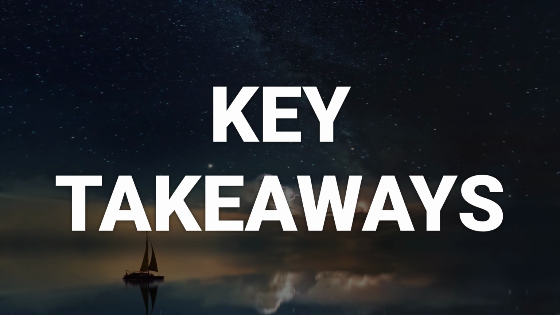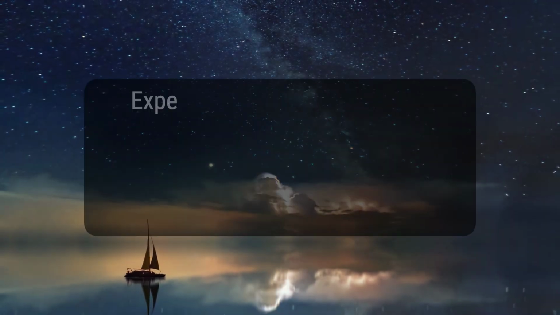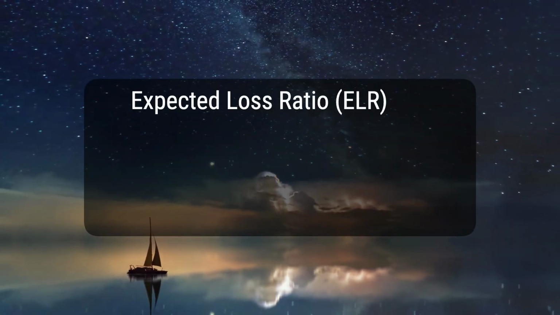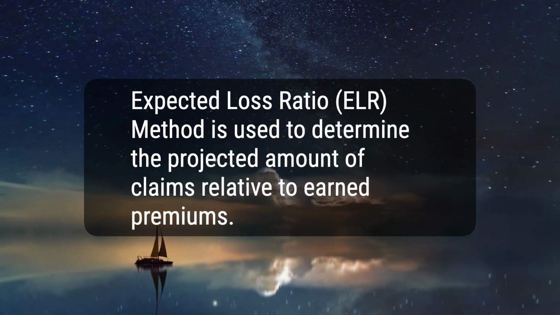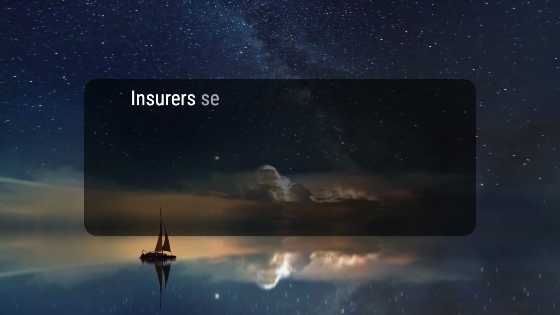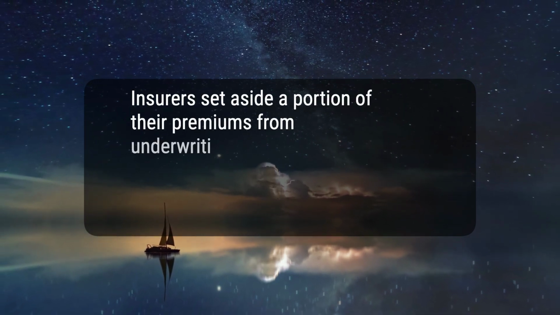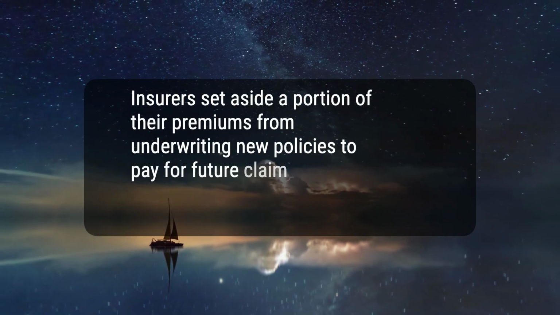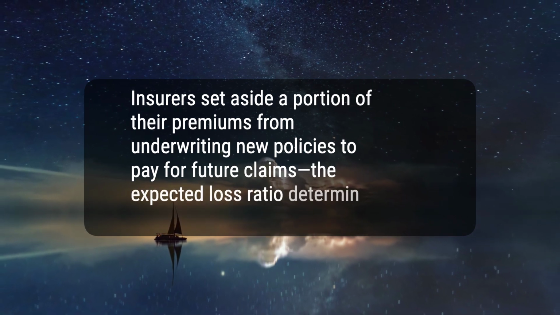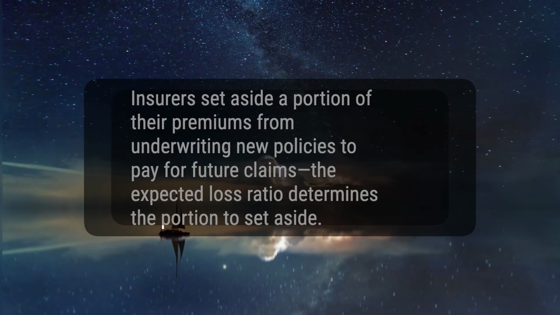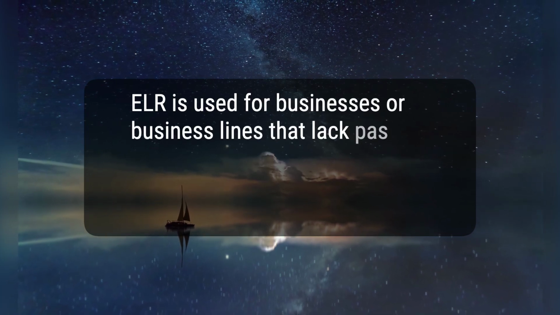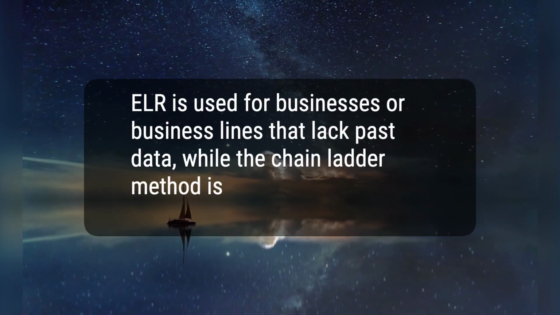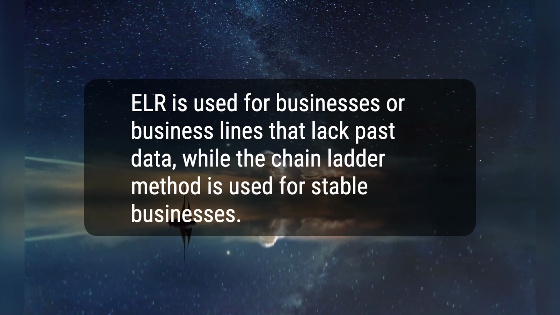Here are 3 key takeaways. 1. Expected loss ratio, ELR, method is used to determine the projected amount of claims relative to earned premiums. 2. Insurers set aside a portion of their premiums from underwriting new policies to pay for future claims. The expected loss ratio determines the portion to set aside. 3. ELR is used for businesses or business lines that lack past data, while the chain ladder method is used for stable businesses.